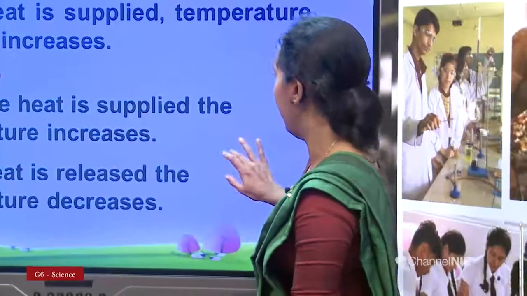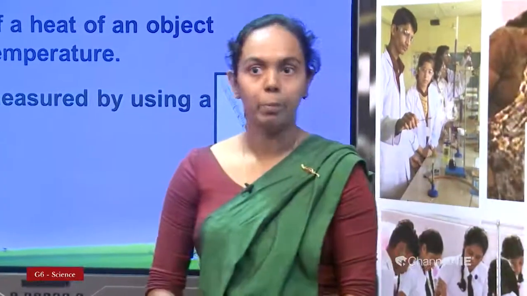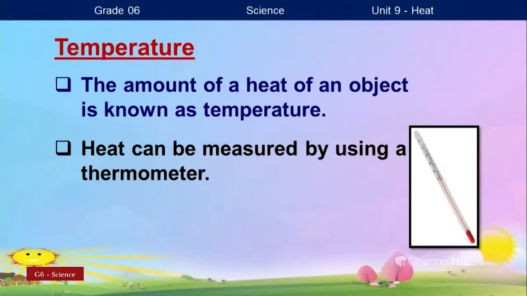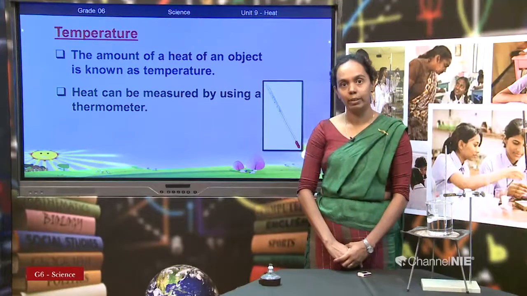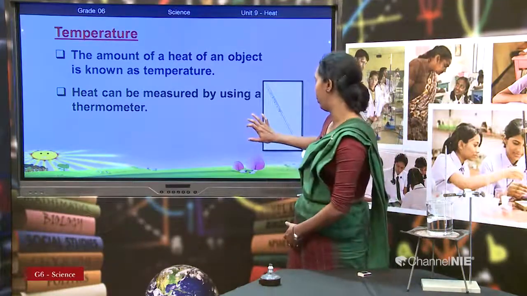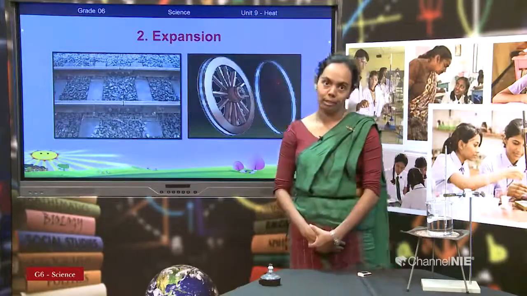Then we will see what is meant by temperature. The amount of heat present in a substance is known as temperature. Now you know we use thermometers to measure temperature. Now we have already learned about the increase of temperature. Now we will see the second effect of heat, expansion.